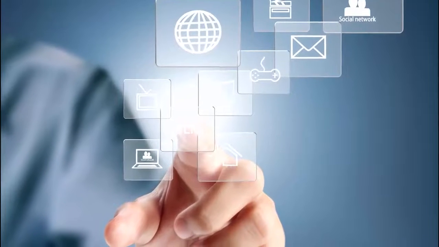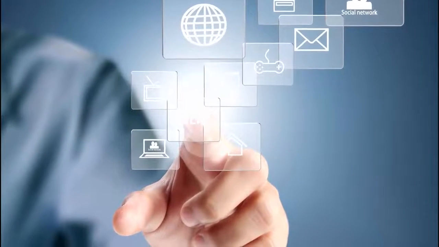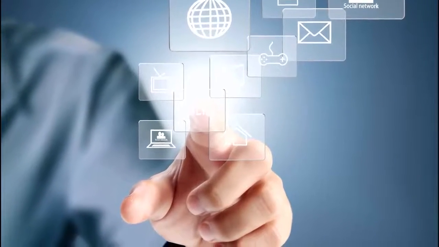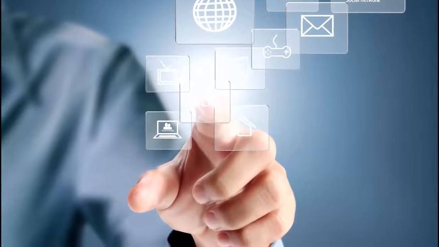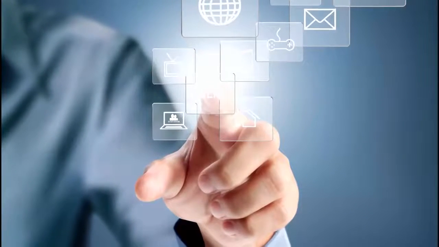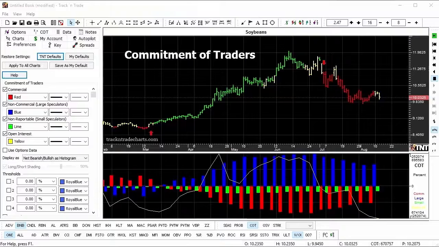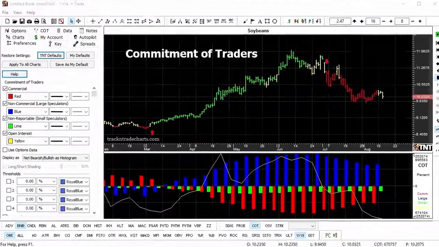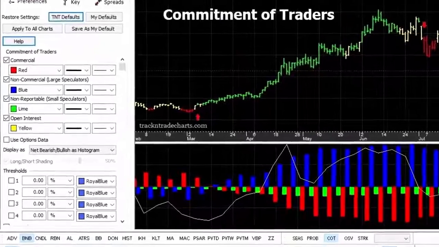But the COT indicator itself is a technical indicator, so it's kind of a hybrid of sorts, crossing the boundary of technical indicator and fundamental indicator. We've taken the fundamental information and turned it into a technical indicator, which is what makes it so unique and different from almost all other indicators. Let's take a look at how we break down the COT.